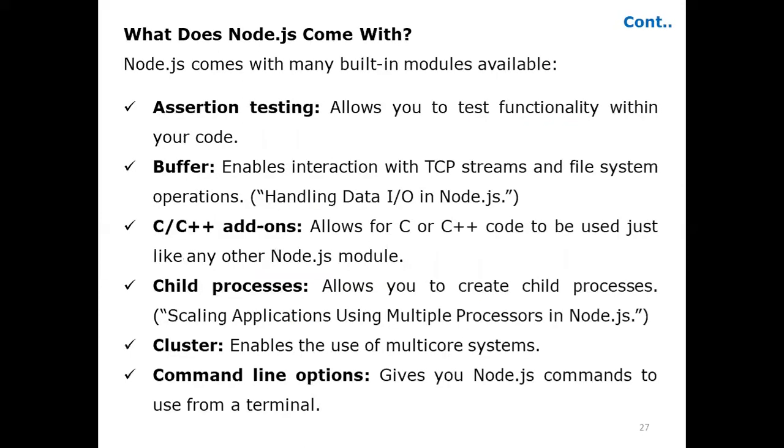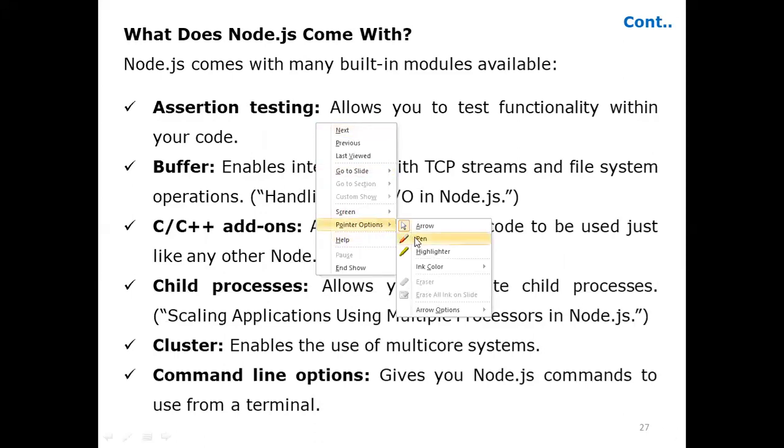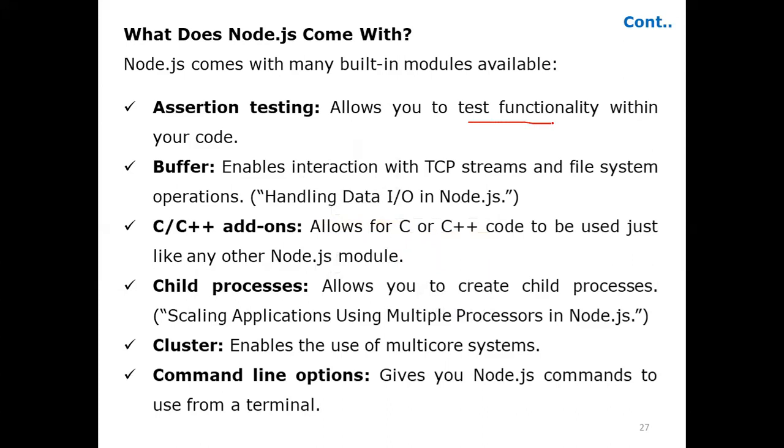And what does Node.js come with? What are the things that will be there? Once you install Node.js, it lets you test the functionality of your code automatically. Assertion testing is also available. It is also available to handle TCP streams. When you want to handle input and output, buffers and add-ons are also available. I want to use C++ code in this Node.js. As I said, in scripting you can also use C++ as well.